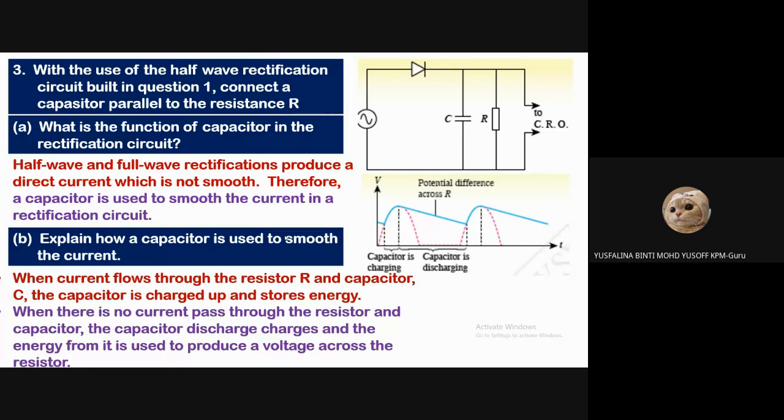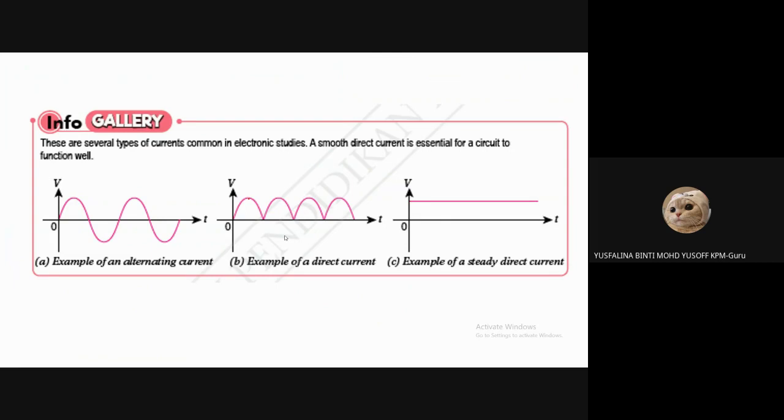To smooth the current, right? So how does the capacitor help the current to make sure that it will flow all the time? I just explained by using this one. So what does the capacitor do? When the current is at the maximum, the capacitor will keep the charge inside it. It will store the charge.